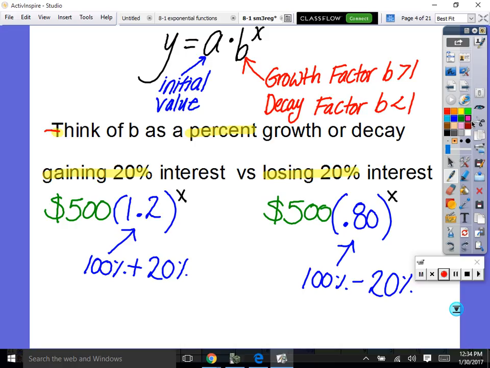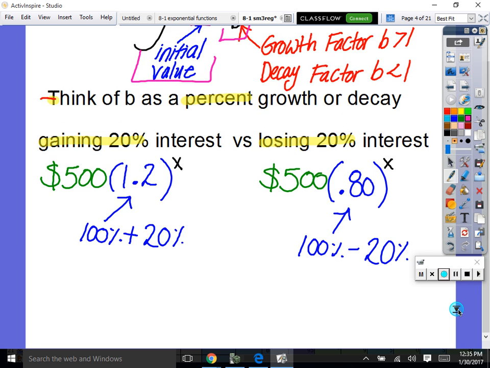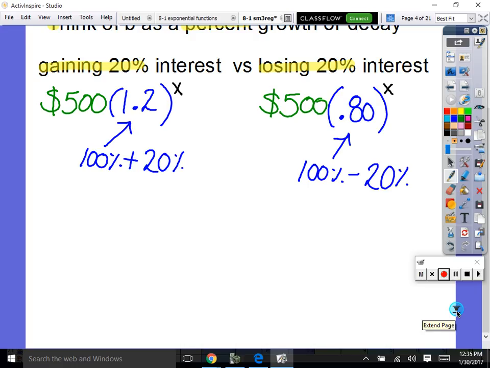Okay, so we know that exponentials have this form. Y is equal to a times b raised to the x, where a is our initial value or our starting point. B is our growth or decay factor, and if b is larger than 1, it's growth, and if b is less than 1, it's decay. So I want you to think of your b, your growth factor, as a percent of growth or decay. So for example, if we're gaining 20% interest versus losing 20% interest, we're going to look at our growth and decay factor here. And I'm going to make sense of it. So everybody listening very carefully so that this makes sense.